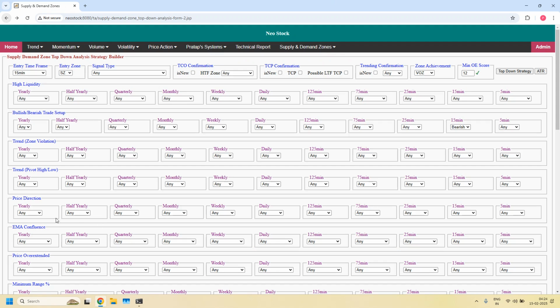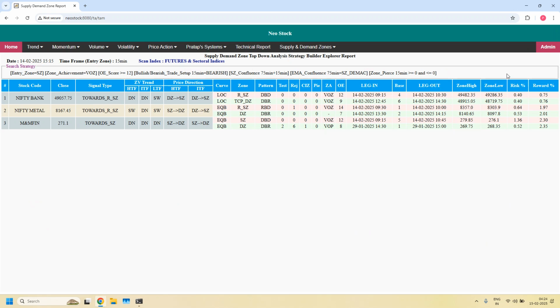Let's verify. In the EMA confluence, 75 minutes time frame. Why 75? Because 15 minute supply zone overlapped with 75 minute supply zone. That's why we are looking for 75 minute supply zone having daily EMA confluence or not. 3 stocks are filtered. So these 3 are even more high probability trade setup supported zones. This is based on LTF and ITF and ITF EMA confluence.